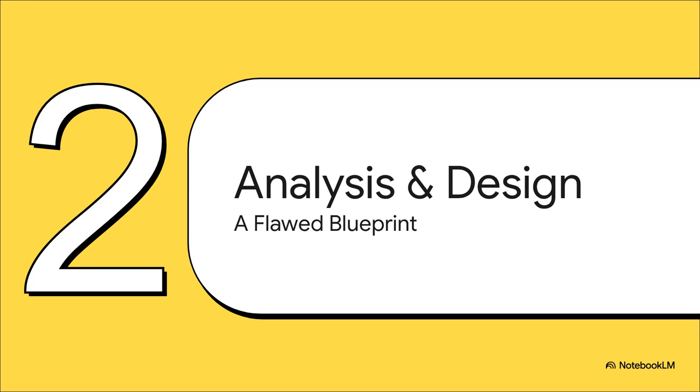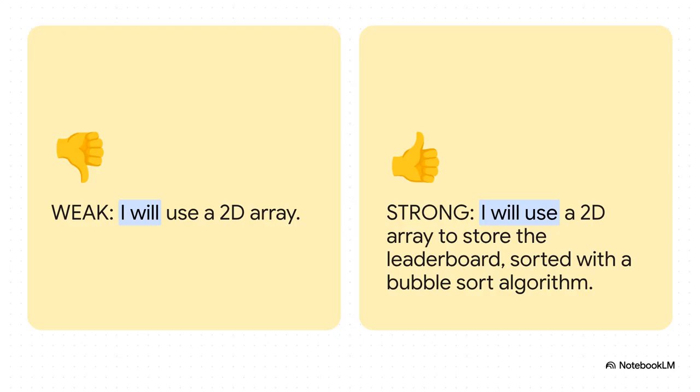So let's start at the beginning, the analysis and design phase. This is where that golden thread is first created, and you'd be surprised how even a tiny little flaw in this early blueprint can make the whole thing unravel later on. This right here is a perfect example of a super common mistake. A weak requirement like "I will use a 2D array," well, that's generic. It could be from any project in the world. But a strong requirement is specific. It explains how you're going to use it and why you're going to use it to solve a problem that is unique to your project. That's the detail that scores points.